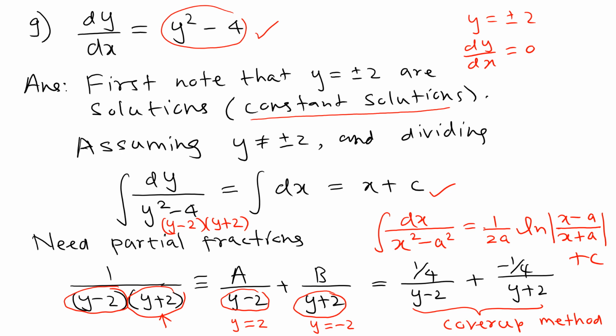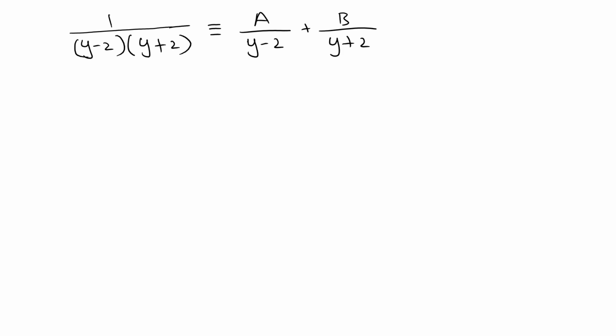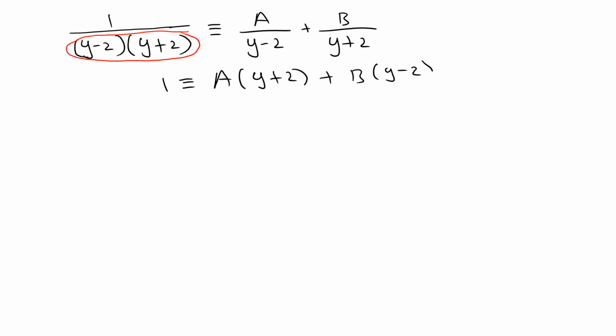So there are 3 ways to get it. First one is the formula, second is the cover-up method, or this one. What we normally do is multiply both sides by this factor. And you can see, you get 1 equal to a times the other factor. You get y plus 2 here. And then for b, you get y minus 2. You always get the other one.